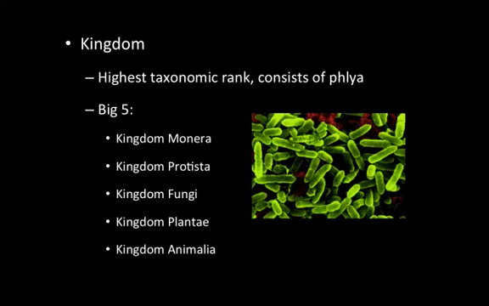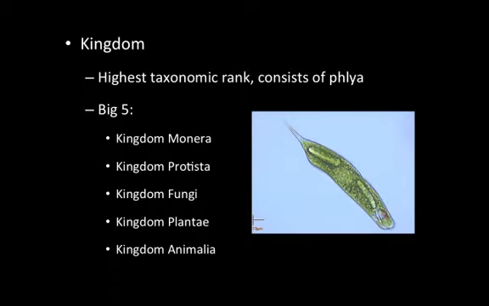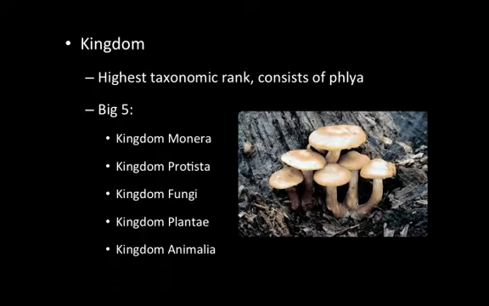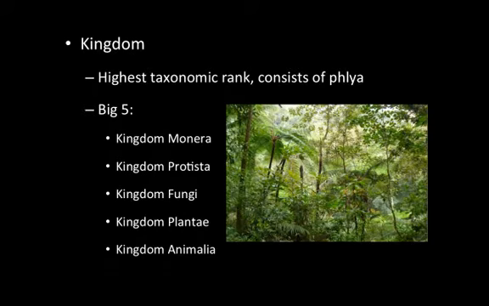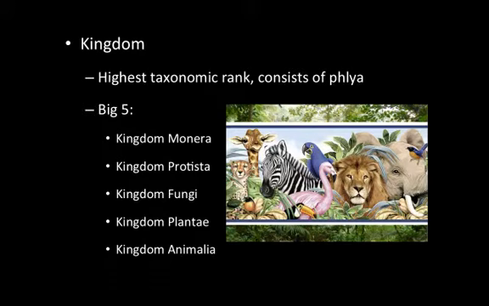The next one is kingdom Protista, which are also unicellular organisms, but these are eukaryotes, so they have nuclei and more complex organelles. Then we have the kingdom Fungi, which is mostly mold, yeasts, and mushrooms, kingdom Plantae, which is all plants, and kingdom Animalia, which is animals and includes humans.